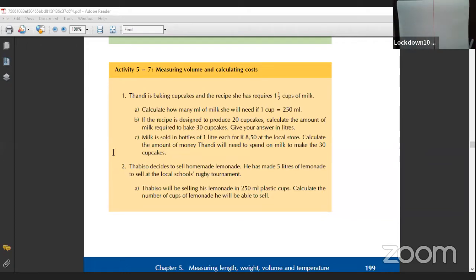Question C says, milk is sold. We don't have to round off all the time. But for example, if you're being asked to calculate the number of cupcakes, or a practical example, the number of people, and during your calculations you find something like 5.7 people, you cannot write 5.7 people. You just write 6 people to round that figure up. You just have to round off the figure so that you get an answer that is more meaningful.